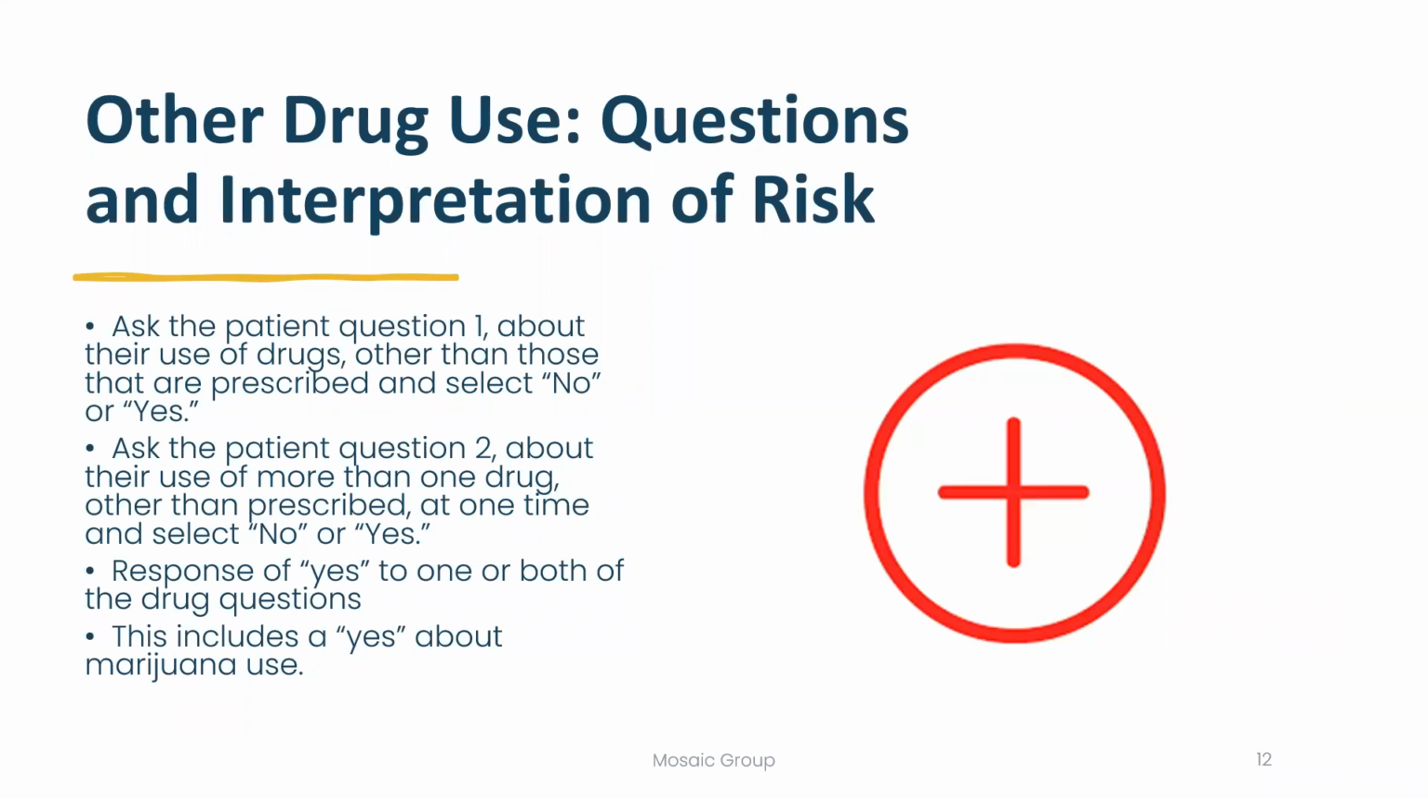And so again, similarly, if you're informing your provider of things that are risky that you've identified as part of your rooming of the patient, you would want to let them know of this response. And this does include any yeses, even related to marijuana use.